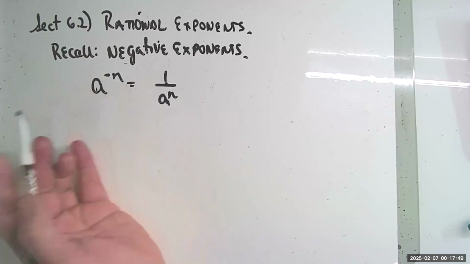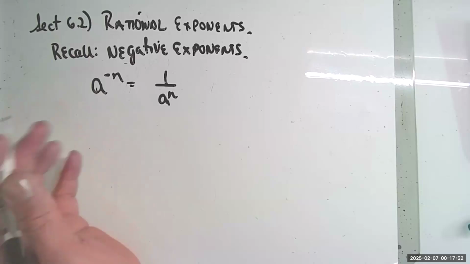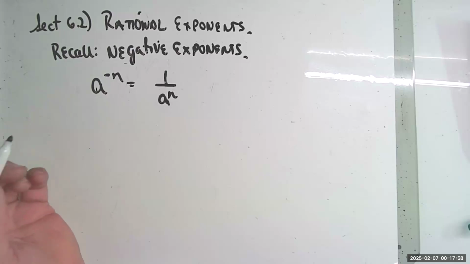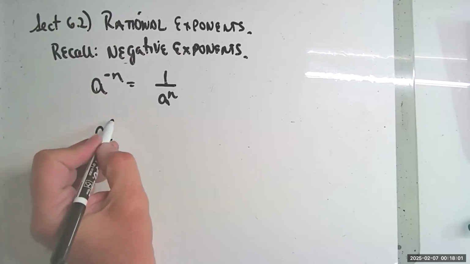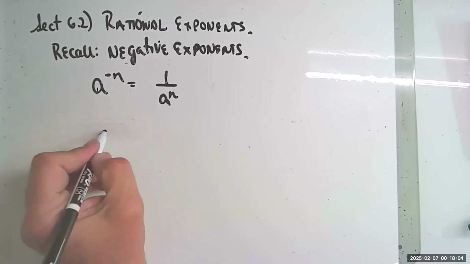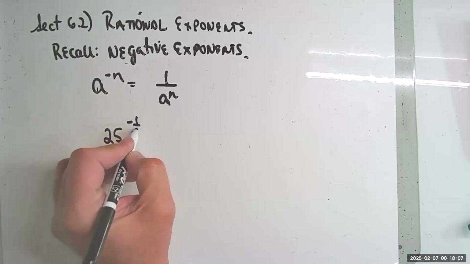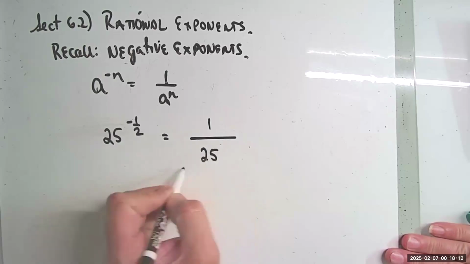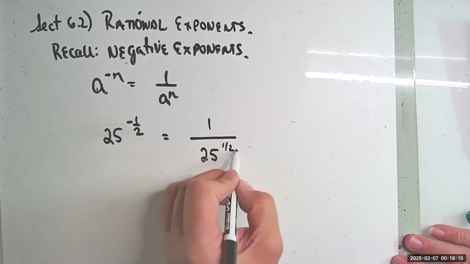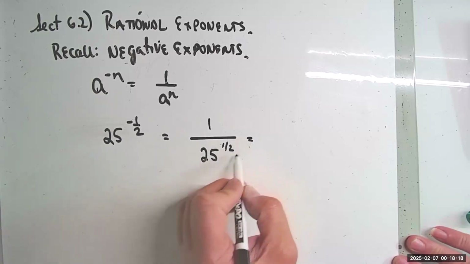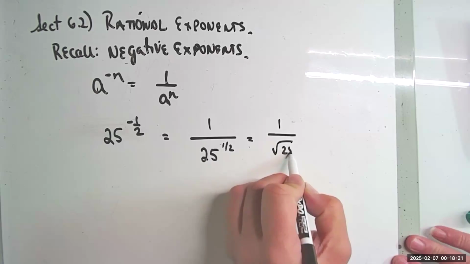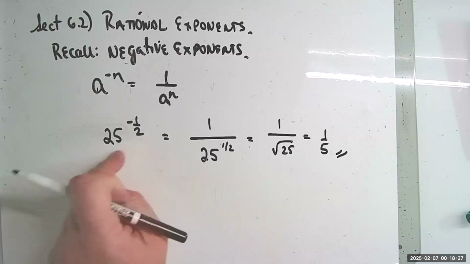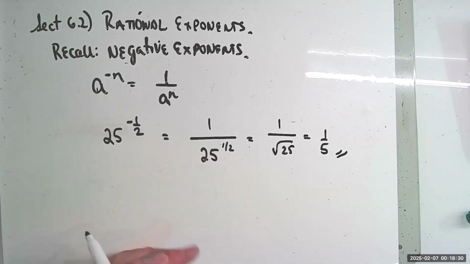Okay, so the negative exponents, we don't like negative exponents. A to the negative n is 1 over a to the n. So if my exponent is a fraction, well, we do the same thing. If I have 25 raised to the negative 1/2, we don't like negative exponents, so we send it to the denominator. That will be 1 over 25 to the 1/2. But I know that 25 to the 1/2 is the radical 25, which is, of course, 5, so the answer is 1/5.